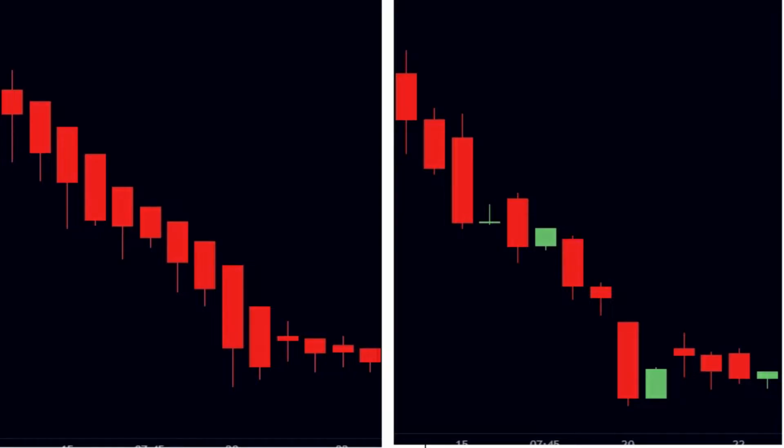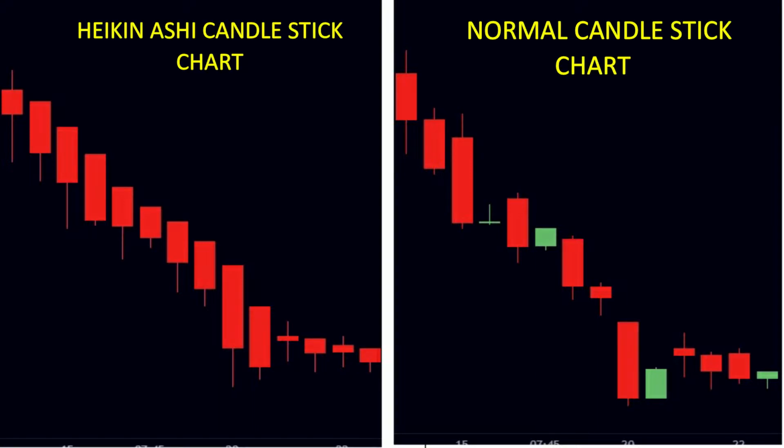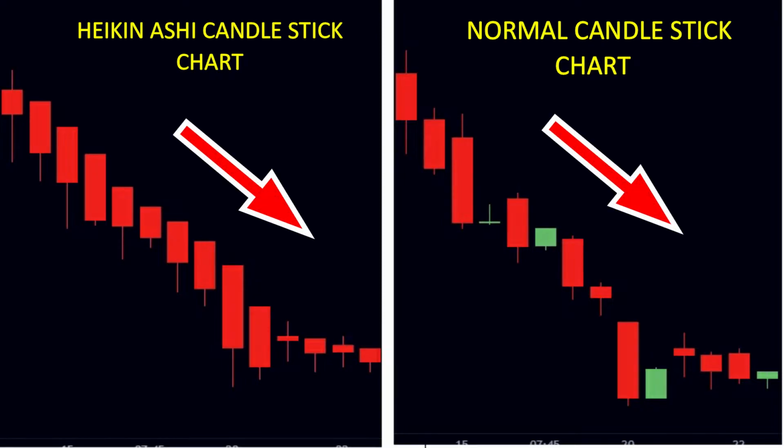Here we can see two different charts. This is the Heikin Ashi chart and this is the normal candlestick chart. Both charts are of the same stock, but you can see the difference. In both charts the trend is downward.